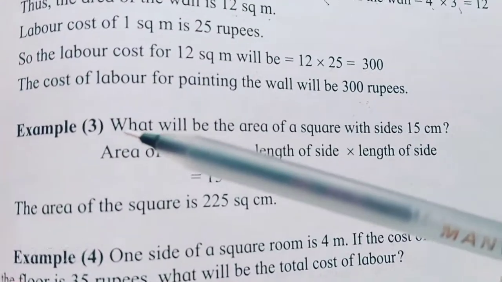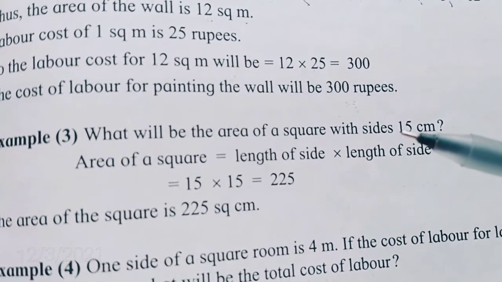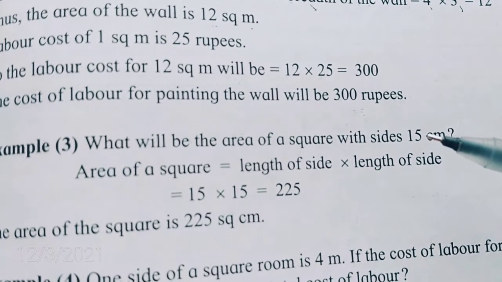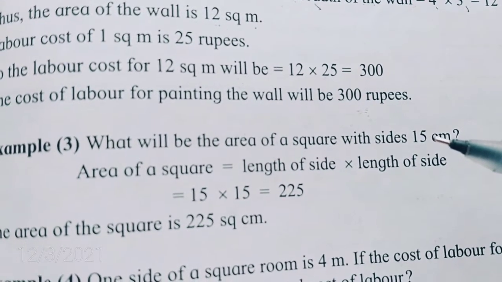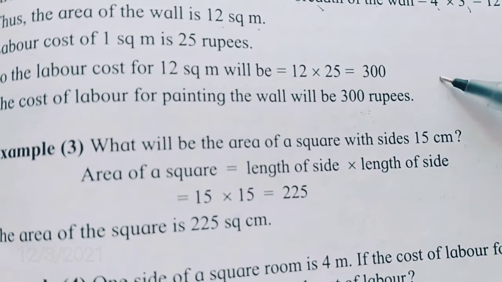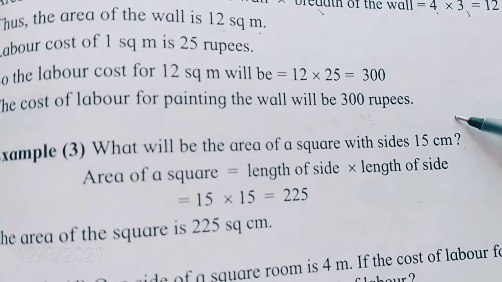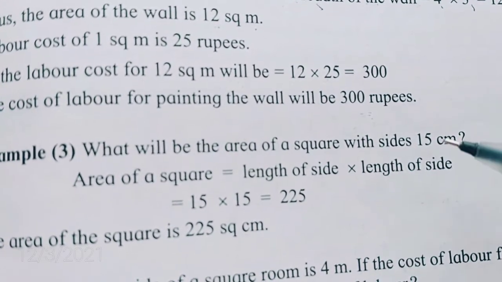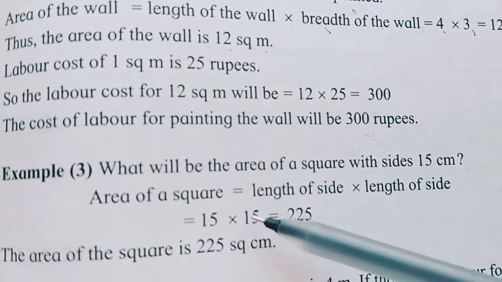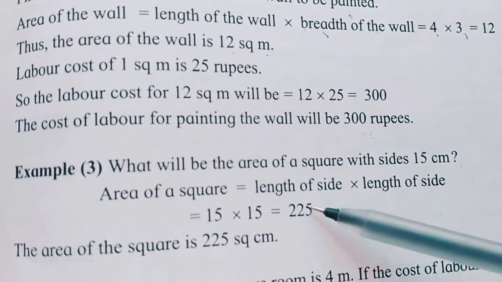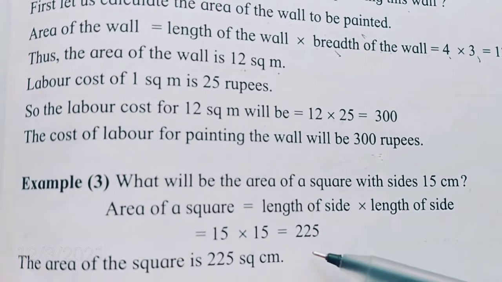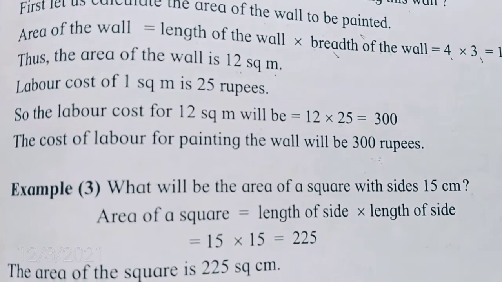Example number 3. What will be the area of a square with sides 15 centimeter? You have to find the area of the square whose side is given as 15 centimeter. One side is 15, and a square has 4 sides and all the 4 sides are equal. So in this way you have to find the area of the square. Length of the side into length of the side means 15 into 15. So 15 into 15 is 225. Thus the area of the square is 225 square centimeter. So in the same way you have to solve your practice set 2.